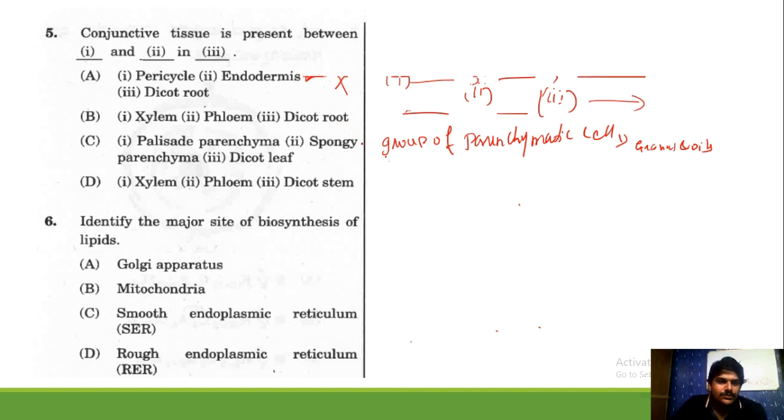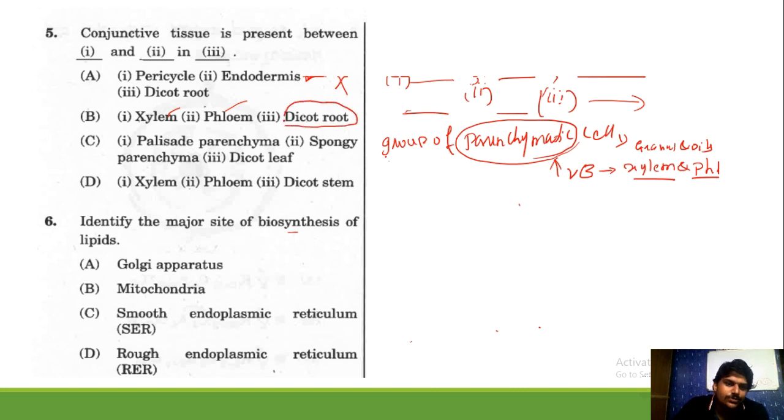Okay, xylem, phloem, and dicot root. So this parenchyma, that is conjunctive tissue, is only visible in the vascular bundle. So they are available in the vascular bundle, and they should be associated with xylem and phloem, right? It should be present in between xylem and phloem. Okay, fine. Then we have to decide whether this is found only in dicot root or not.